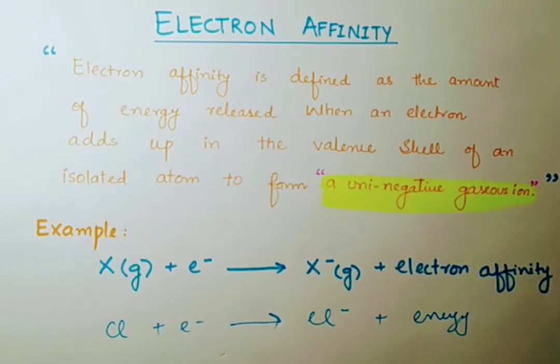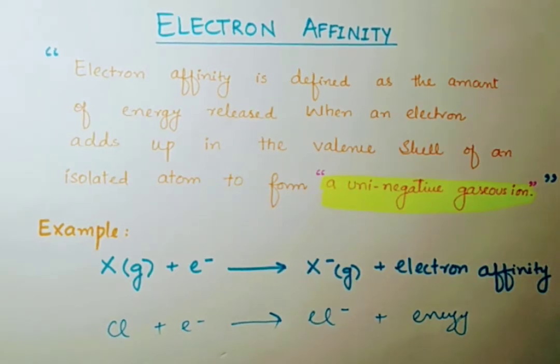Talking about electron affinity, it is the likelihood of an atom to gain an electron, and when it gains an electron, it actually releases energy, or the energy is released when that electron is added.